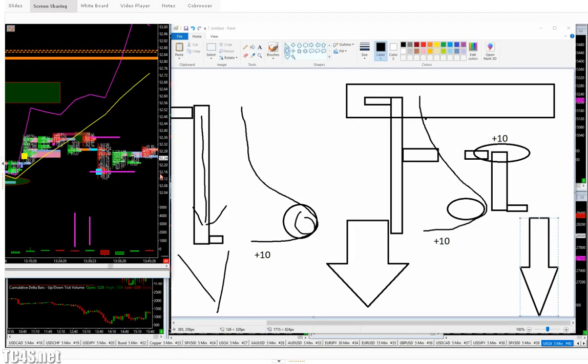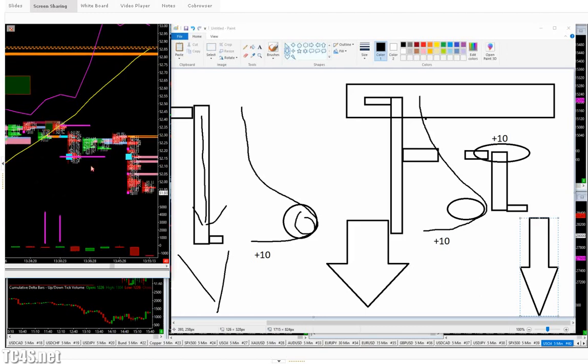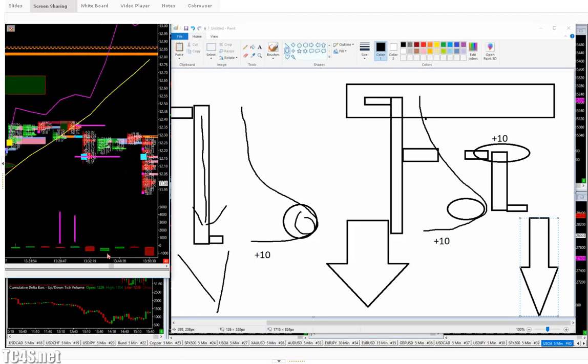And then what do we see? Well, that's not manipulation. And yet this has a little bit of manipulation. Why is that a little bit of manipulation here? It's not a manipulation bar, but how could that be a possible manipulation bar? Because there's a pin on the deltas, and the deltas are almost an open, and the candle does drop.